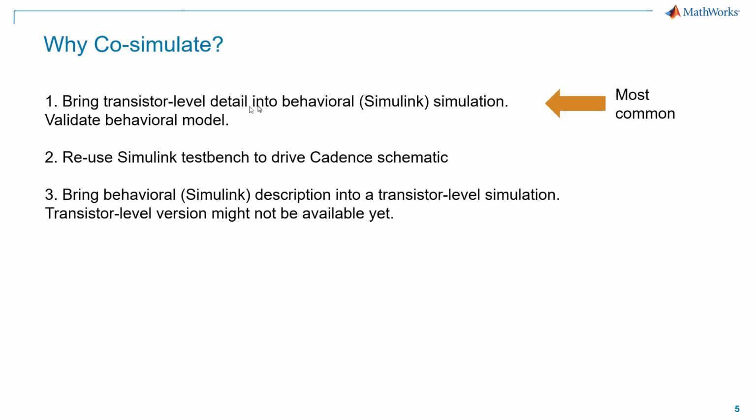You can also, with co-simulation, of course, use kind of the inverse of the approach one, where instead of bringing the transistor level detail into your behavioral Simulink simulation, you can bring behavioral models into your transistor level simulation. So in some ways it's the same thing, but you're just looking at the problem differently. It may be that your transistor level or circuit level version in Cadence is not developed yet, and the behavioral version could serve as a surrogate or a stub, some temporary means to work around the fact that you don't have that circuit level version just yet.